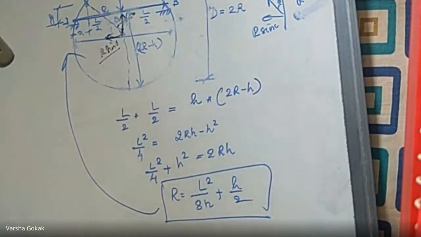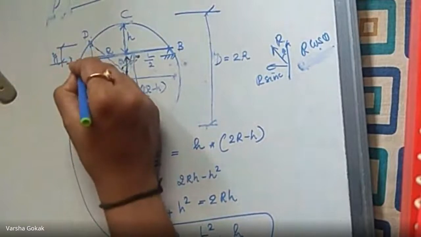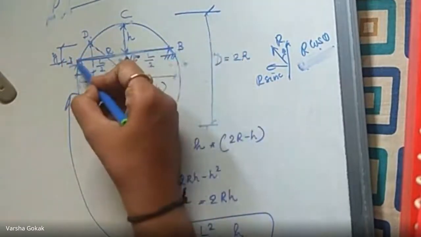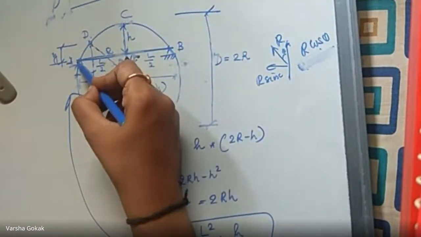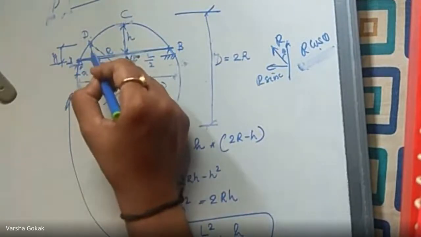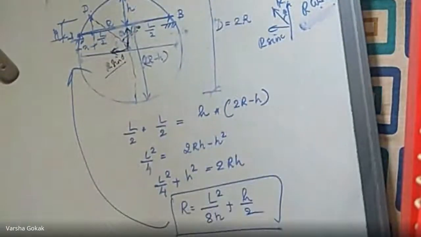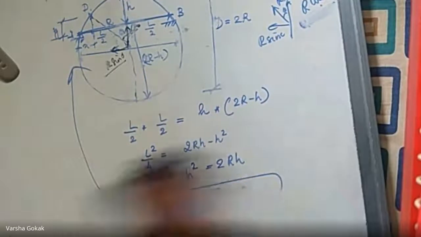Okay. Now consider support A as the origin. Here is support A, this is support B. So if I consider support A as the origin, I have to find the coordinates of the point, meaning this X and Y. So X can be written as L by 2 minus R sin theta, and Y can be written as R cos theta minus (R minus H). Okay, it's not visible for you, I'll write it here.